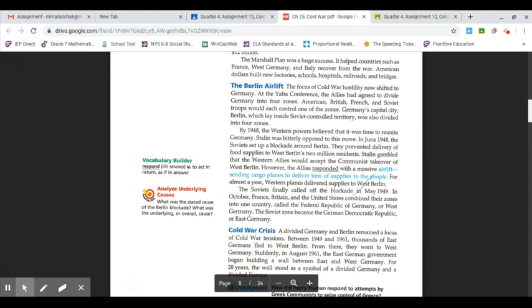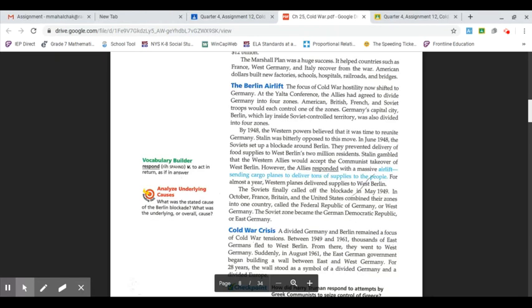By 1948, the Western powers believed that it was time to reunite Germany. Stalin was bitterly opposed to this move. In June 1948, the Soviets set up a blockade around Berlin. They prevented delivery of food supplies to West Berlin's 2 million residents. Stalin gambled that the Western Allies would accept the communist takeover of West Berlin.